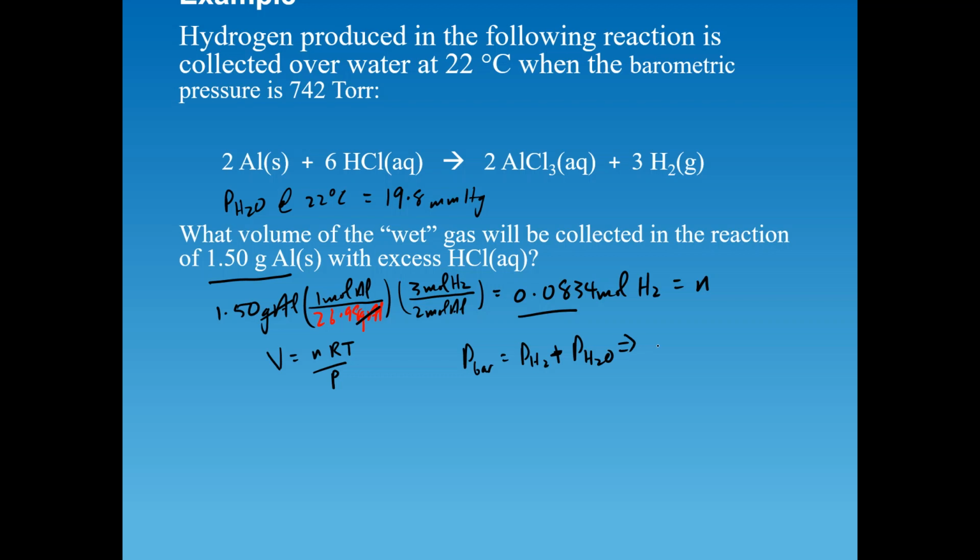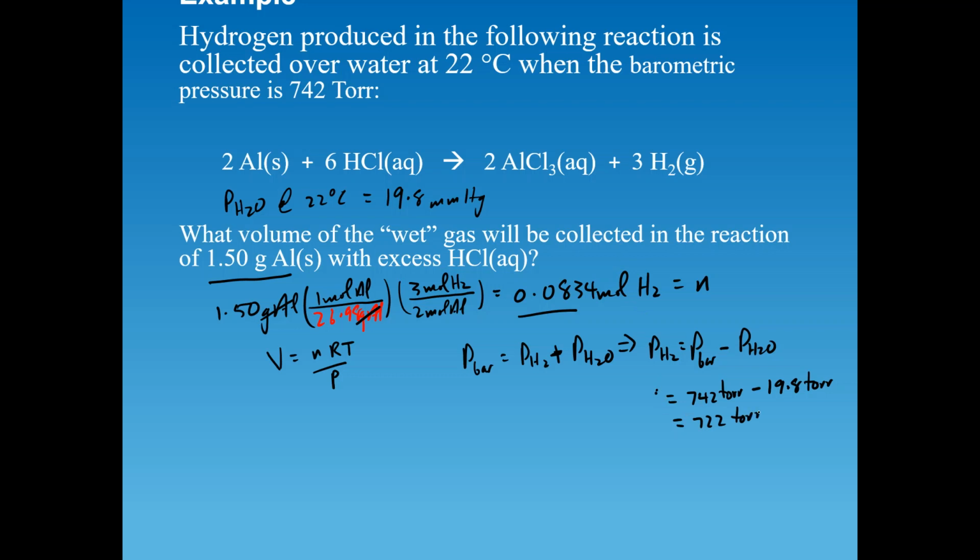So therefore, to find the pressure of the hydrogen, that would be equal to the barometric pressure minus the vapor pressure of water. All right? The barometric pressure is 742 torr, and the vapor pressure of water is 19.8 torr because we looked it up. 19.8 millimeters mercury, which is the same thing as 19.8 torr. All right? So let's do that calculation. 742 minus 19.8, and that gives 722 torr. So down here, 722 torr.